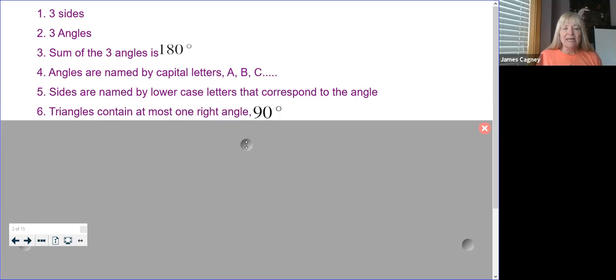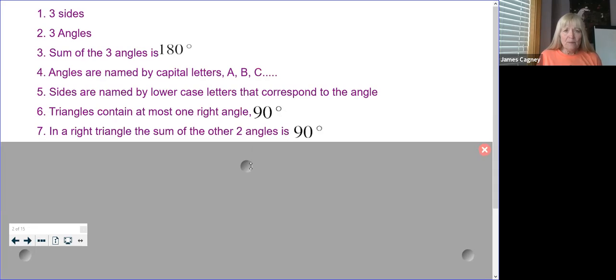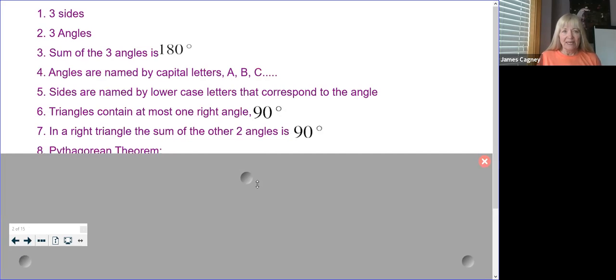Triangles contain at most 1 right angle. So a right angle is 90 degrees. A triangle can have exactly 1 right angle if it has any. In a right triangle, the sum of the other 2 angles is 90 degrees because 90 plus 90 is 180.